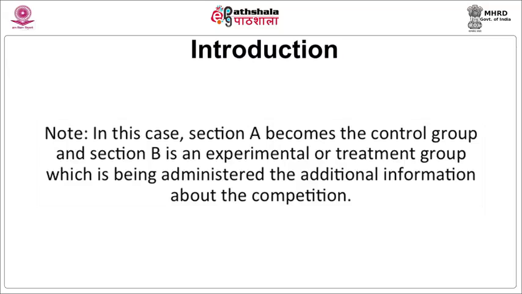For example, suppose there are two sections of a classroom. In order to examine the effect of competition on the performance of the students, the principal of the school asks all the students of section A to write an essay in 1 hour. The students of the other section, suppose B, are also told to write an essay in the same way, but they are informed that they are competing with the students of section A as they are also writing the same essay. In this case, section A becomes the control group and section B is an experimental or treatment group, which is administered the additional information about the competition.